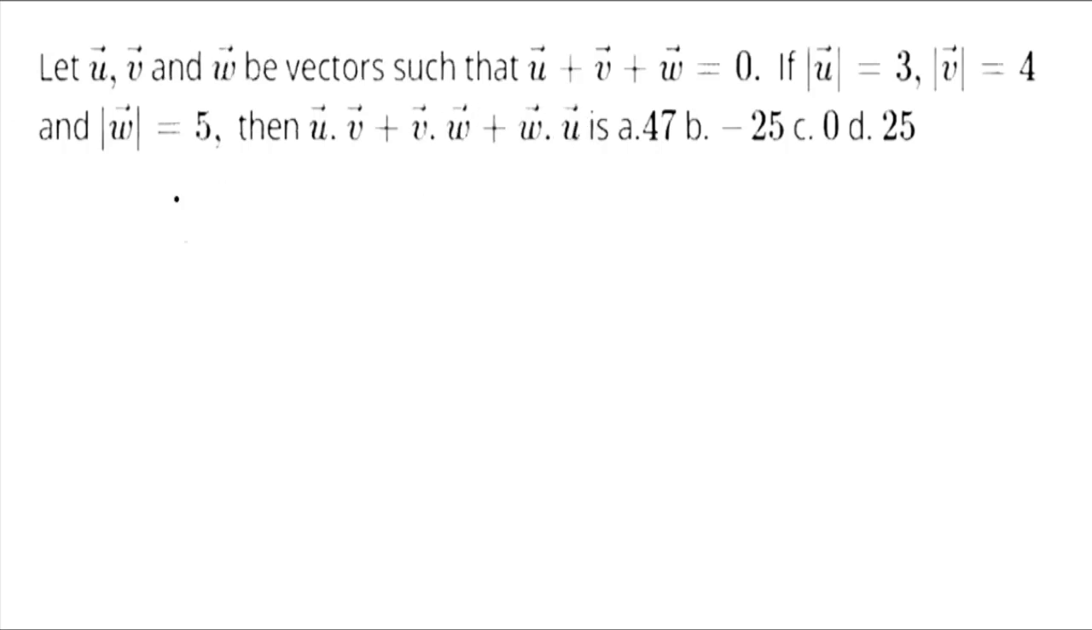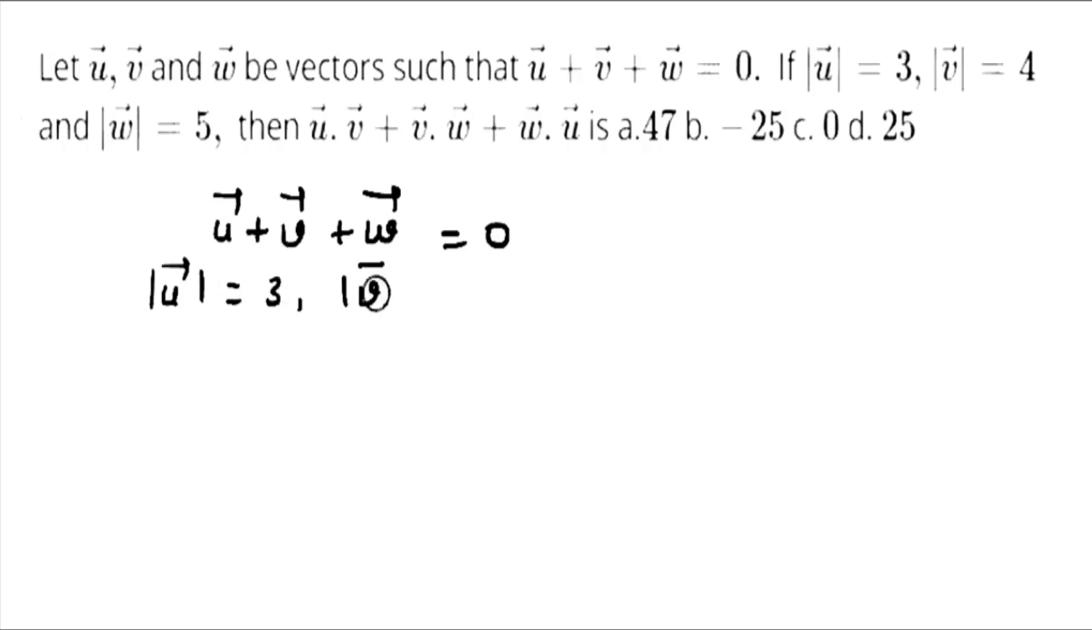Now, let us start with the things we are given. First, we are given u vector plus v vector plus w vector is equal to 0, and magnitude of u vector is 3, magnitude of v vector is 4, magnitude of w vector is 5.